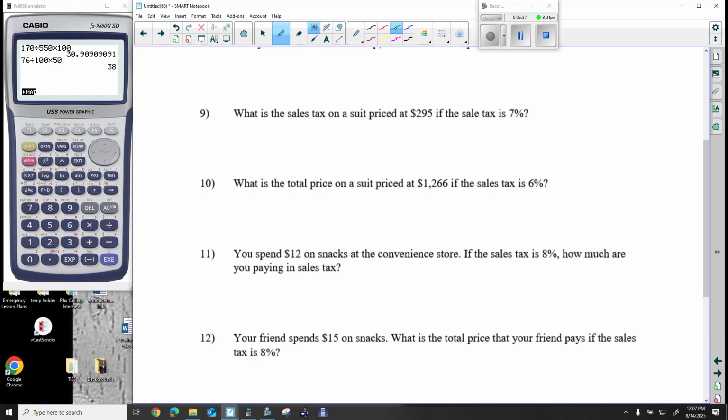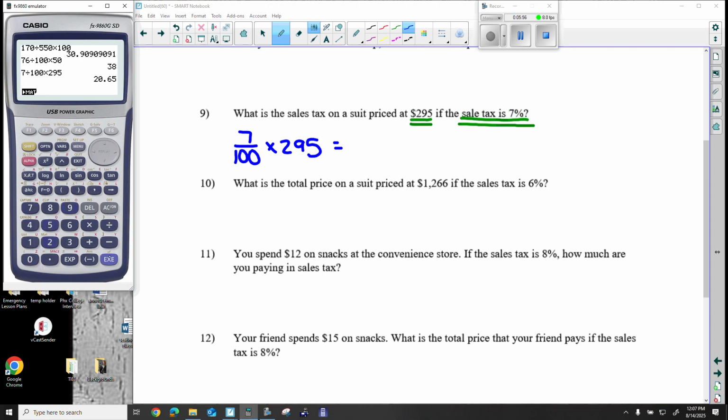A suit was priced $295 and the sales tax is 7%. All right? So what that would be is 7% of 295, and 7% of 295 is 20.65. All right? This is what the sales tax is. All right, I'm not quite done there. Let's move on to number 10 and do the similar thing.